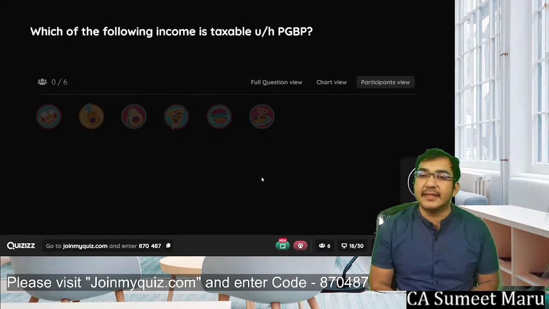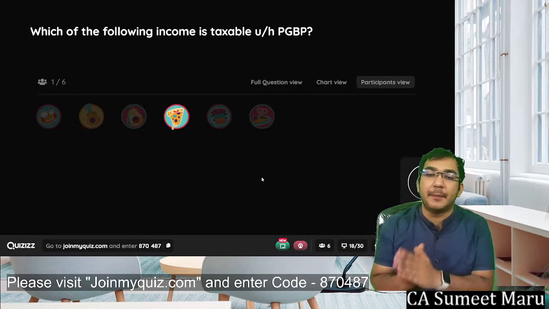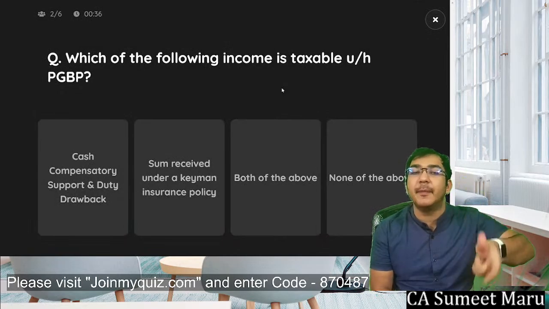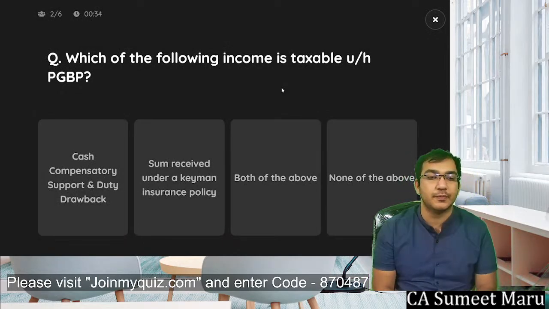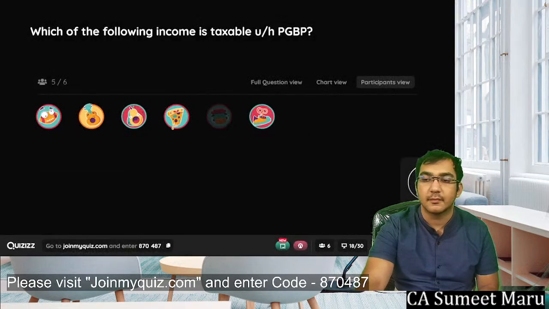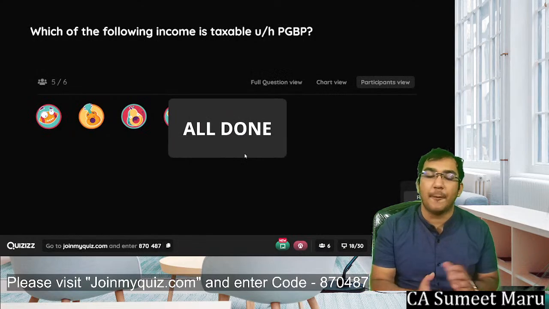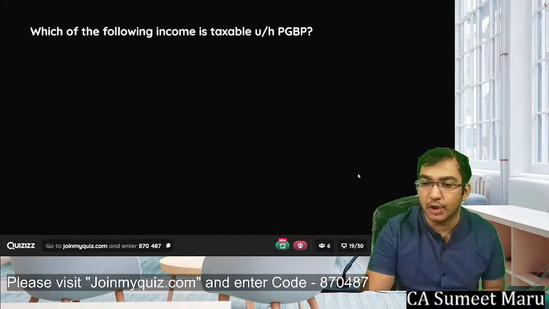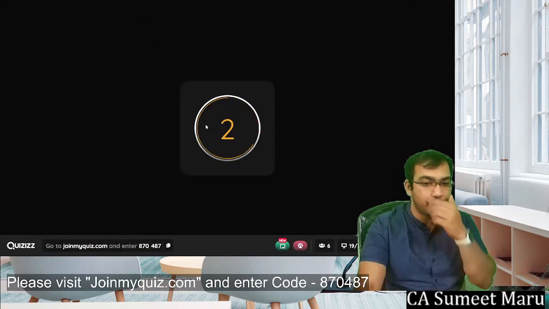Which of the following income is taxable under the head PGBP? One more question upon this. अब कौन सा PGBP में tax होगा? That's what they have asked you. Option C, both of the above. Both are going to be charged in PGBP. Very good. Question number 19 is here in front of you.